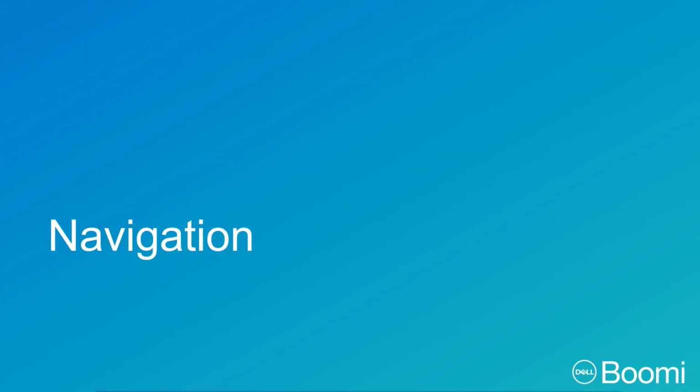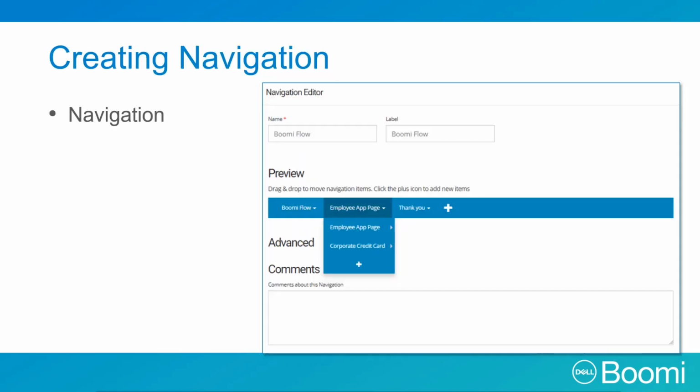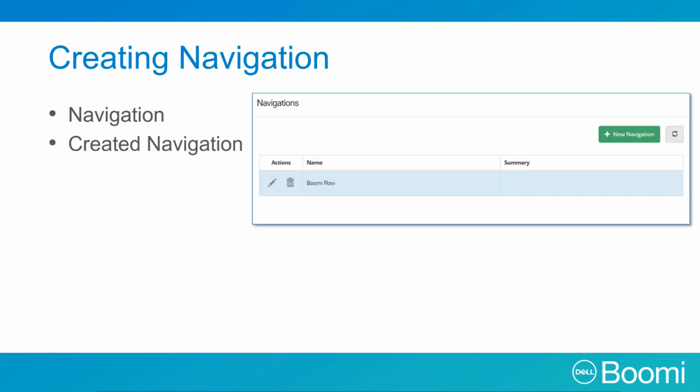In this section, we'll speak about how to create navigation within BoomiFlow. When a navigation is created, it allows you to jump around within your app in a non-sequential way, meaning that you can advance to various pages or step elements of your app in any order you desire. The image shown is a preview of how the navigation bar will appear within your app. This navigation bar is able to be previewed and created within the navigation editor window. Saving the navigation that was just created will create the navigation. The new navigation will then appear within the navigations window.